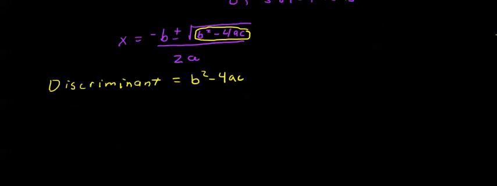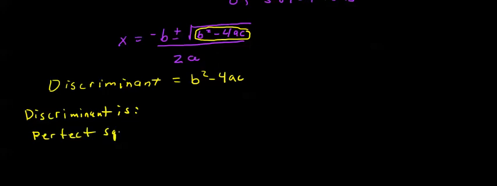The question is, what kind of solutions do we have? Sometimes we have rational numbers, sometimes we have irrational numbers. If the discriminant is a perfect square, we have two rational solutions.